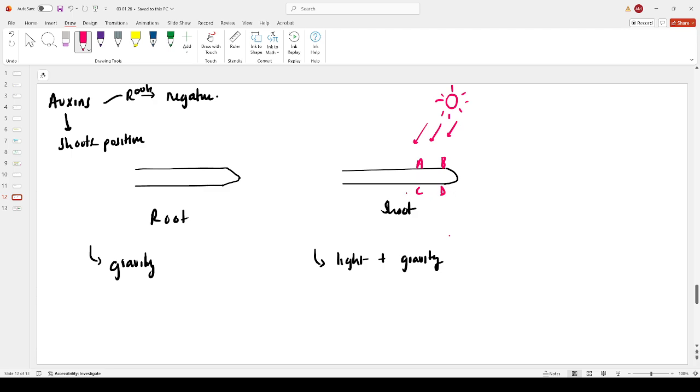Firstly, is the sunlight evenly distributed? Clearly not, right? It's coming in from the top only. So where are the auxins going to accumulate? Are they going to accumulate at position A, B, C, or D? Now remember, the auxin response for light counteracts where the light is coming from. So yes, you guys are correct. It's going to be at C and D.